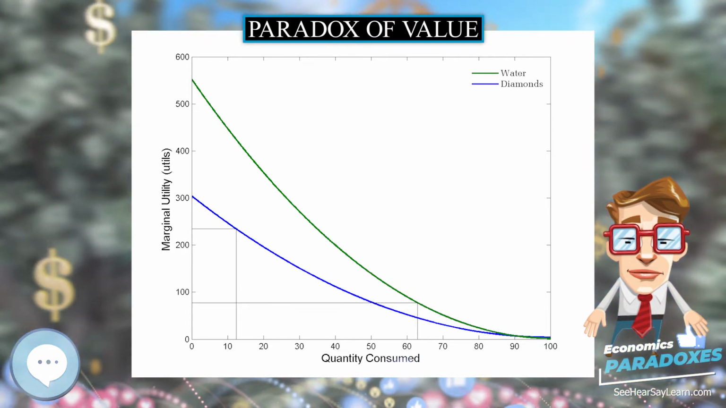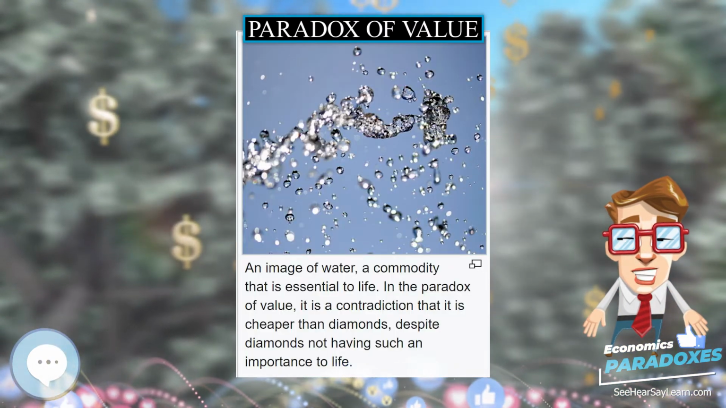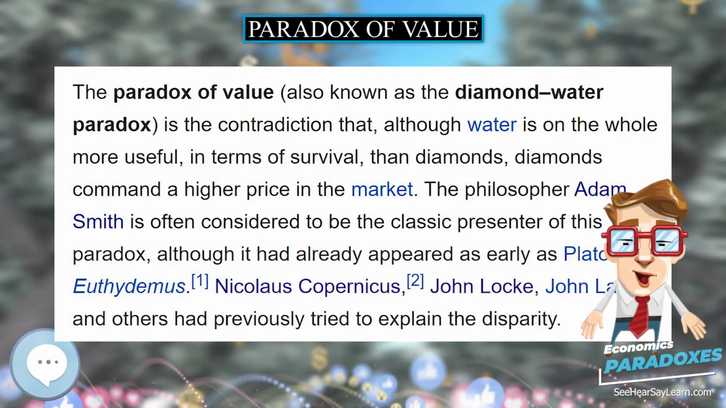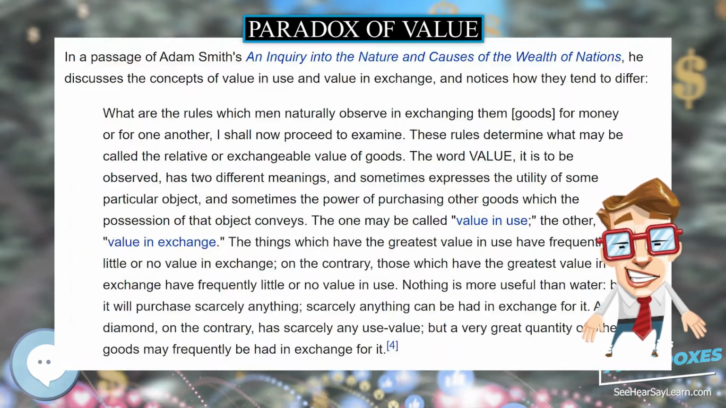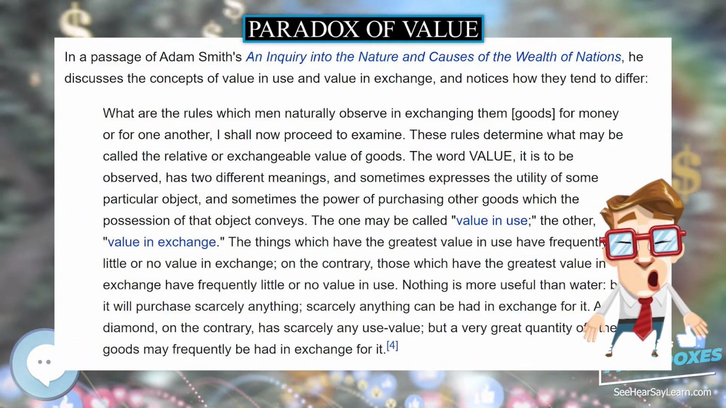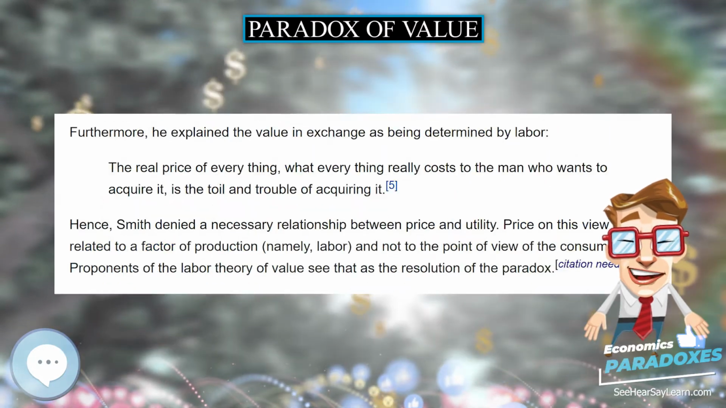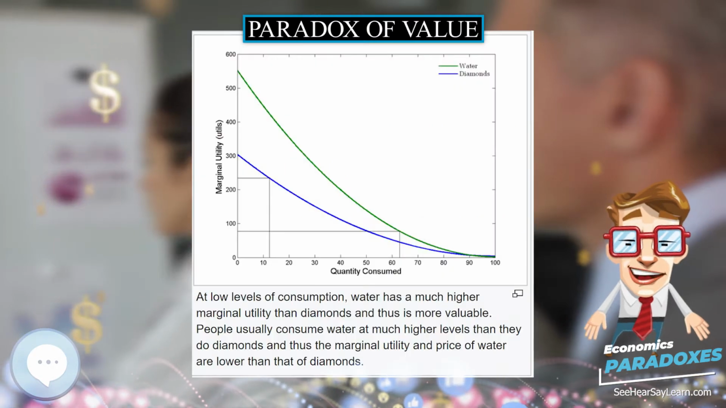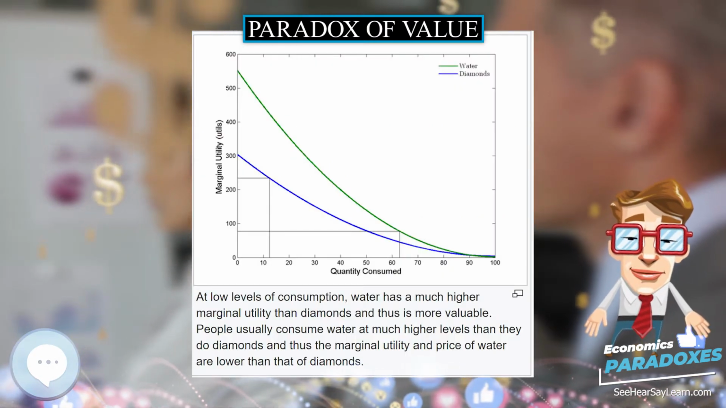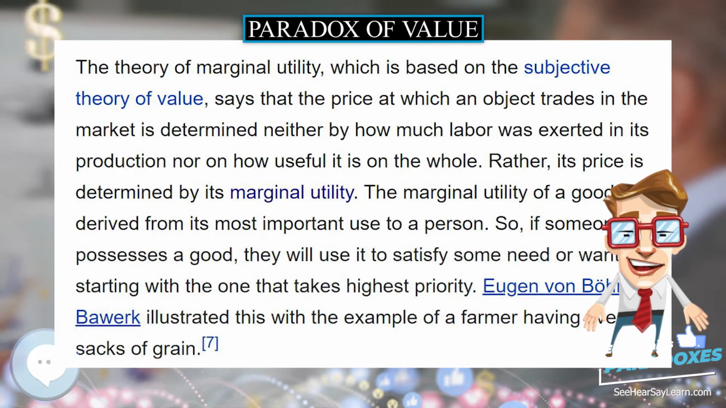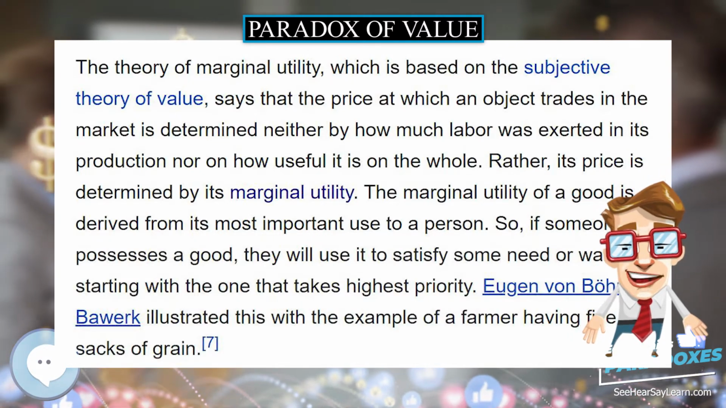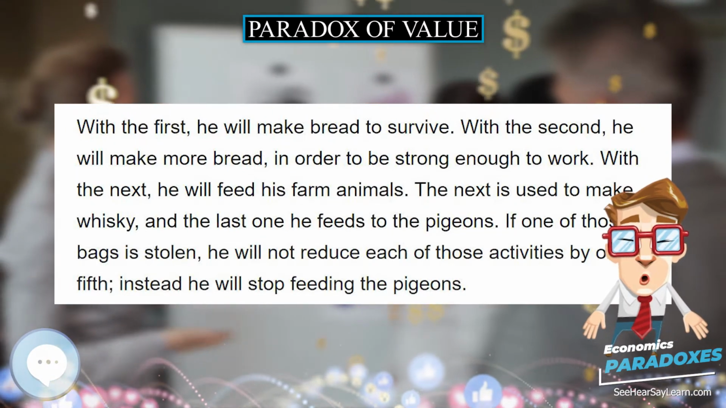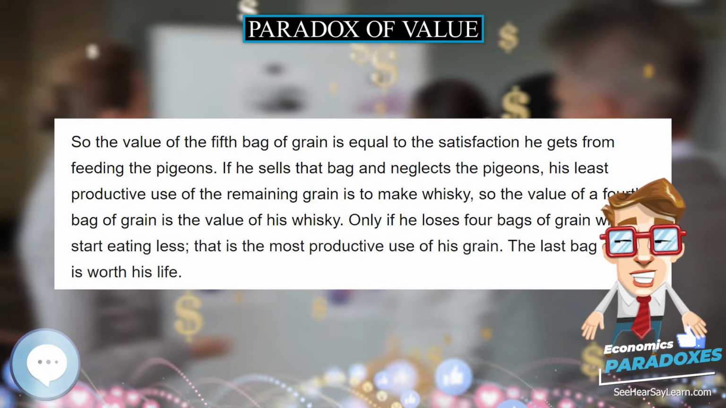Marginalism. The theory of marginal utility, which is based on the subjective theory of value, says that the price at which an object trades in the market is determined neither by how much labor was exerted in its production nor on how useful it is on the whole. Rather, its price is determined by its marginal utility. The marginal utility of a good is derived from its most important use to a person. So, if someone possesses a good, they will use it to satisfy some need or want, starting with the one that takes highest priority. Eugen von Böhm-Bawerk illustrated this with the example of a farmer having 5 sacks of grain.